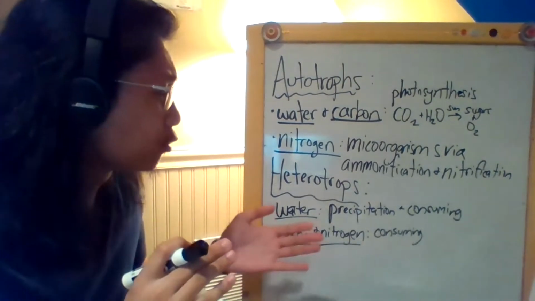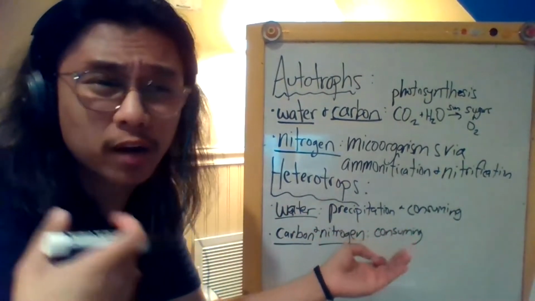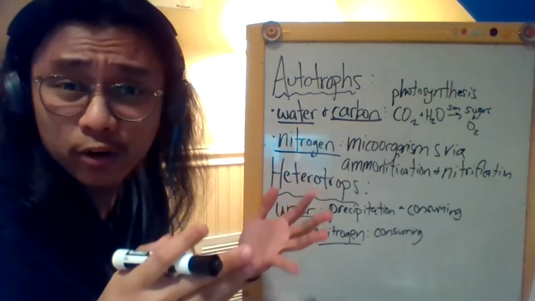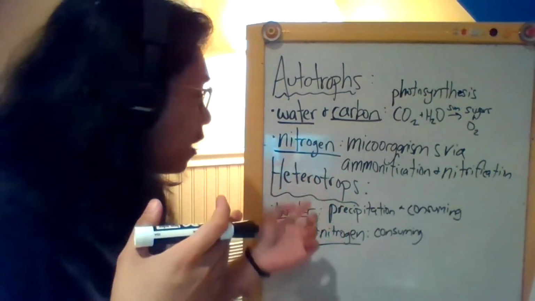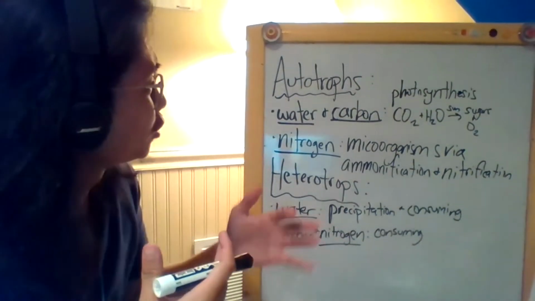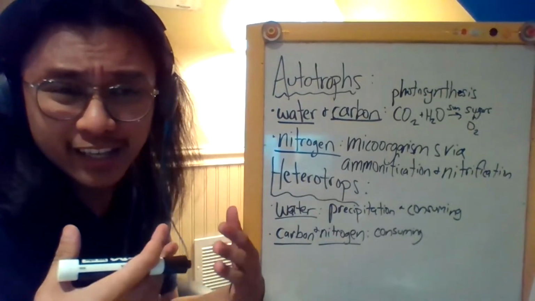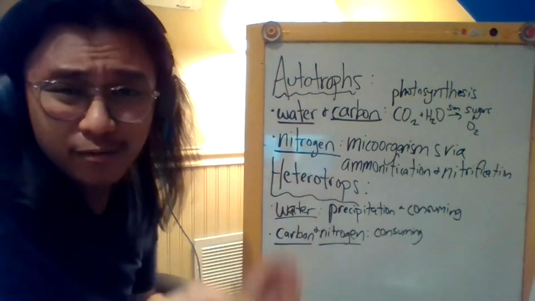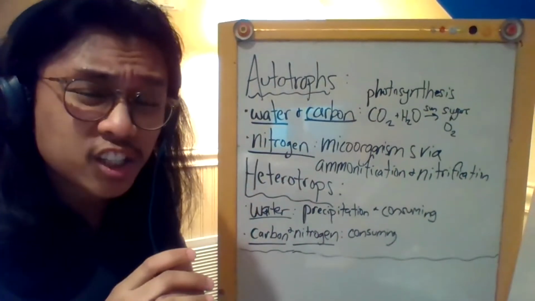Heterotrophs access water through precipitation or consuming the water from the water cycle. They get their carbon and nitrogen, again, from consuming other heterotrophs and our autotrophs, who in turn consume autotrophs. So basically, the energy and matter that heterotrophs get come from our friendly plants. All of this should be reviewed.